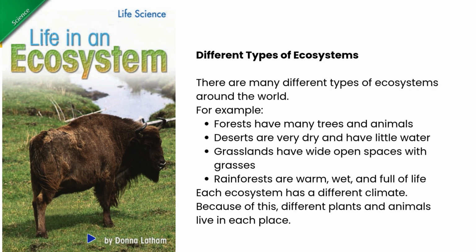There are many different types of ecosystems around the world. For example, forests have many trees and animals. Deserts are very dry and have little water. Grasslands have wide open spaces with grasses. Rainforests are warm, wet, and full of life. Each ecosystem has a different climate. Because of this, different plants and animals live in each place.